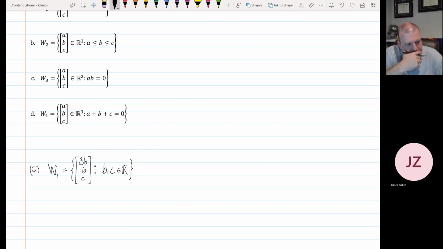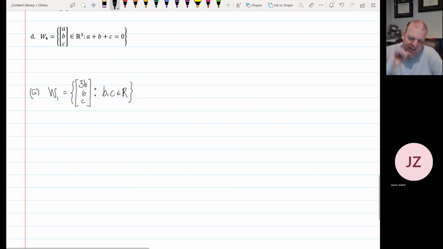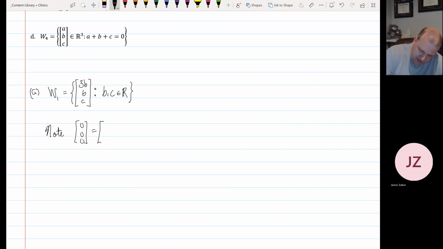Okay. So does it contain the 0 vector? It does. So note, we can write (0, 0, 0) as (3 times 0, 0, 0), which means it's in W1. Okay, that's perfect.